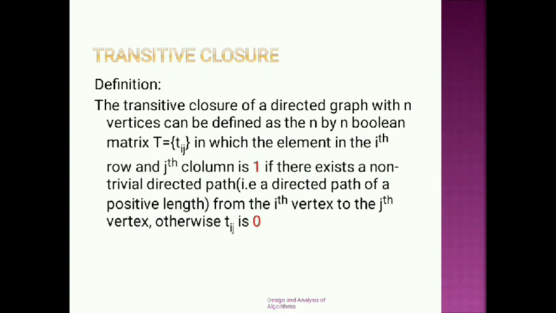So the transitive closure is similar to the adjacency matrix, that is, it is also a Boolean matrix wherein you have only two possible values, either 1 or 0. If you take any vertices i and j, and there is a path of positive length from i to j, then the corresponding entry Tij is equal to 1. If there is no path, then it is equal to 0. So let us see one example.